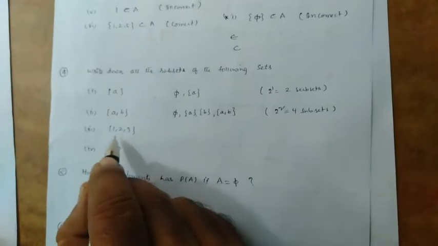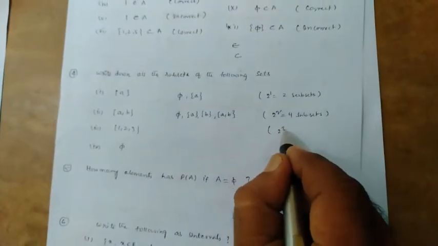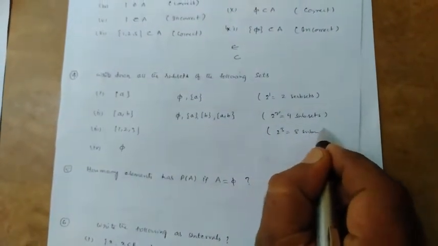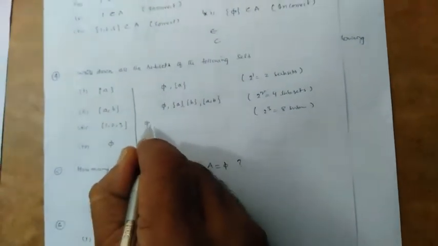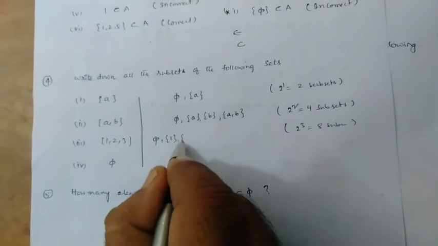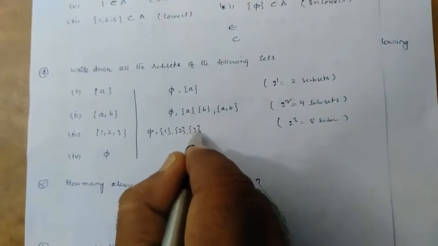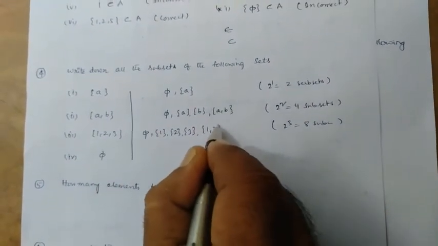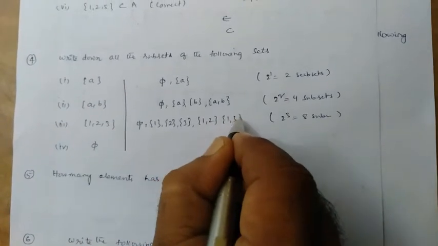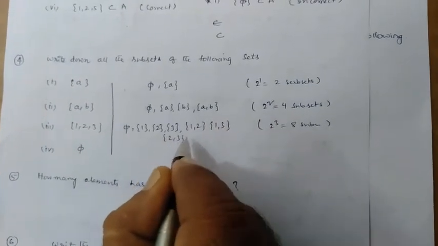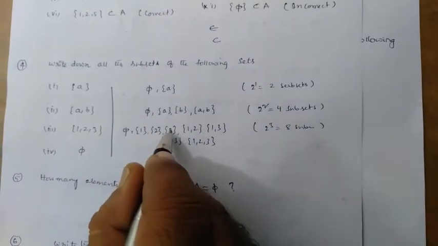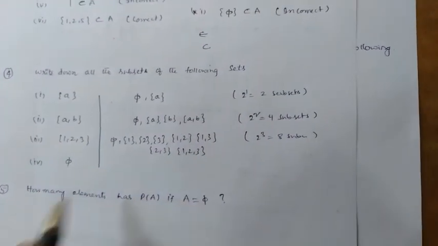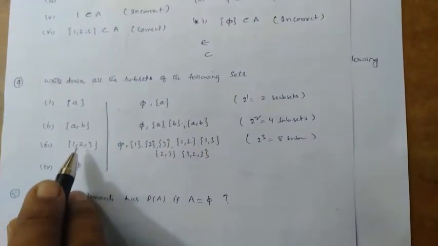So this is 2 cube. 2 cube means 8 subsets will be available. So namely the null set is one subset, and next {1}, {2}, {3}. Next {1, 2}, {1, 3}, {2, 3}, {1, 2, 3}. 1, 2, 3, 4, 5, 6, 7, 8. These are all the subsets of the set {1, 2, 3}.